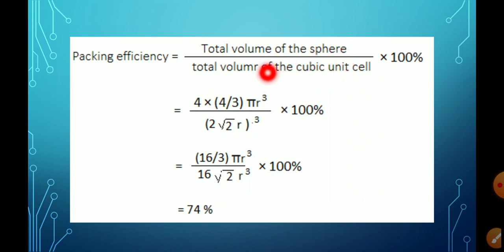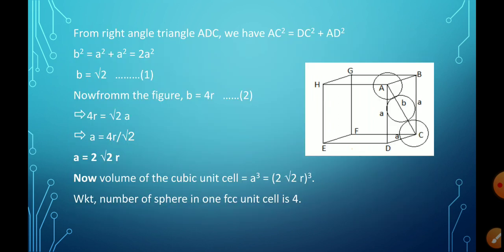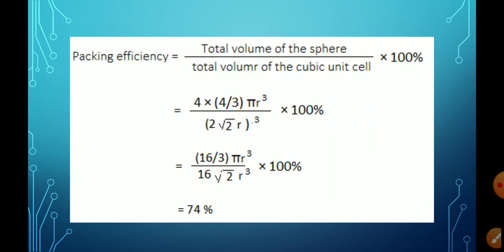The volume of a sphere is 4 by 3 pi r cube. We already know this from our high school studies. Total volume of the spheres: how many spheres are present in the face centered unit cell? 4 particles, therefore 4 spheres. So 4 into the volume of a sphere, 4 into 4 by 3 pi r cube.